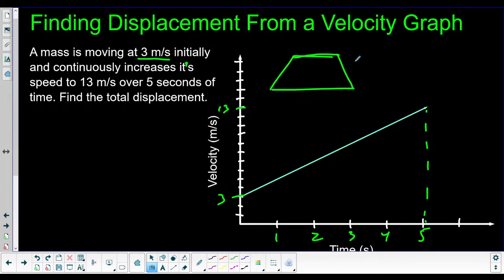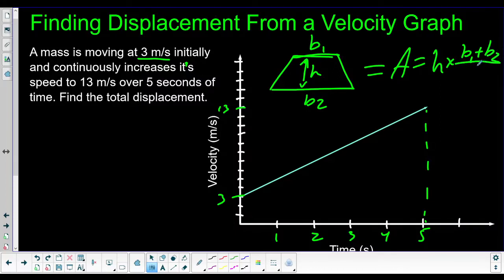There is an area formula for trapezoids. This is base 1, this is base 2. The area is height times base 1 plus base 2 over 2, or the average of these two. Basically what this formula does is it cuts off this and glues it on right here and turns it into a rectangle. But I don't expect you to memorize this. I just have it memorized because I'm a math teacher.